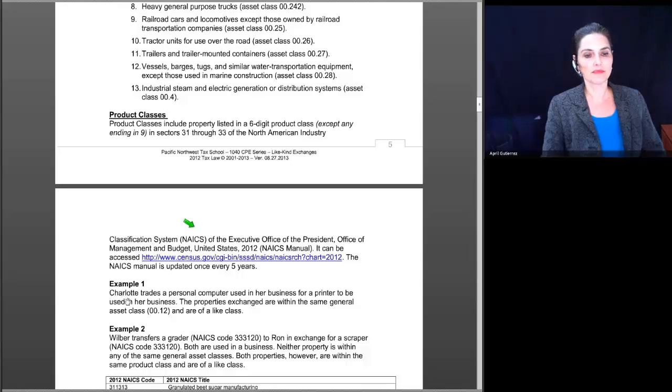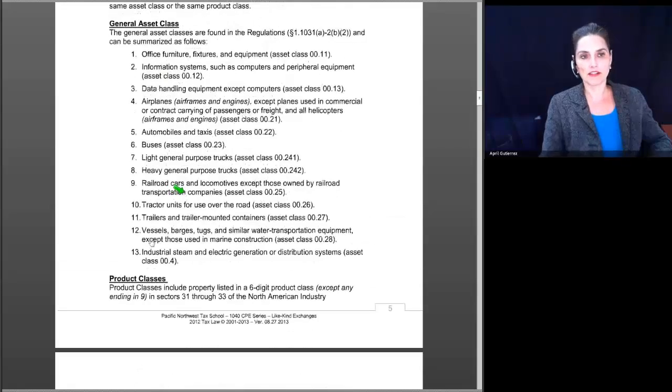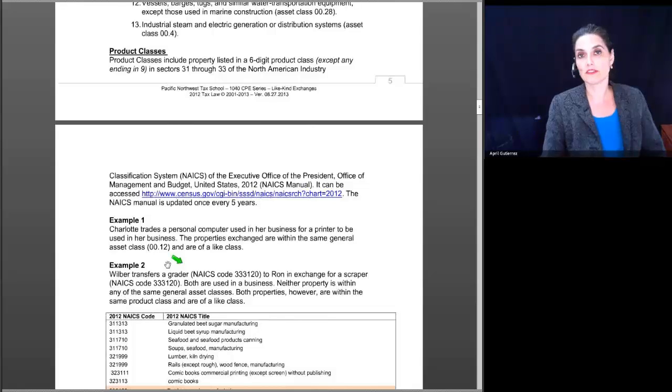So let's take a look at some examples where we have property that is considered to be like kind because it is either like class, in the same product class, or in the same asset class. It's one of those two situations that is met. And we'll also see examples where property doesn't qualify because it is not in either the same asset class or the same product group. Here's an example. Charlotte trades a personal computer used in her business for a printer to be used in her business. The properties exchanged are in the same general asset class, 00.12, and therefore they are like class, and therefore they are like kind.